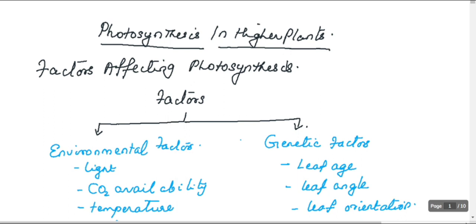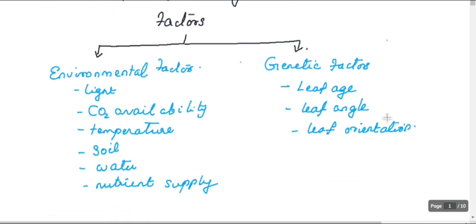What are environmental factors? Environmental factors are nothing but the environmental influences, like first sunlight. We know sunlight is essential for photosynthesis. Then carbon dioxide, another raw material which will definitely affect the rate of photosynthesis. Then temperature, soil, water, nutrient supply, all these are the environmental factors affecting photosynthesis. Apart from this, plant factors can also affect photosynthesis, that is the genetic makeup of the plant.